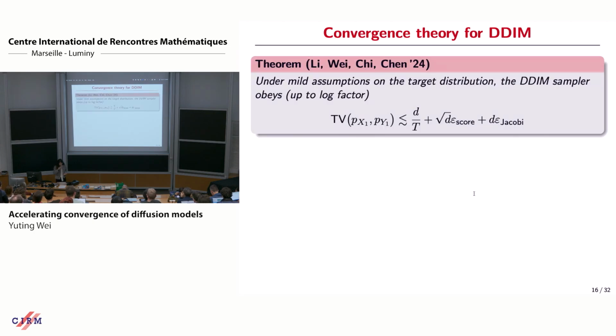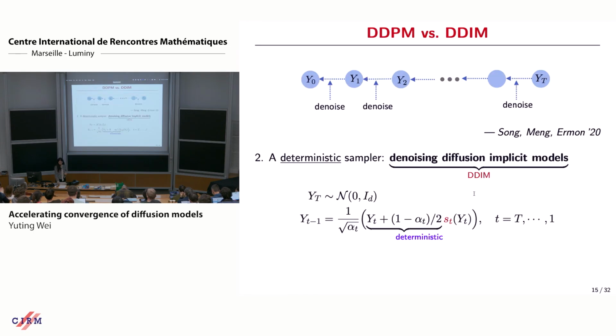All right, so let me first tell you our previous result on the convergence theory for the DDIM, the deterministic procedure. And it turns out somehow in literature, the deterministic procedure is harder to analyze than the stochastic version. I guess maybe the intuition is that for the stochastic version, if you add some noise, you sort of smooth things out, then the procedure is actually easier to analyze.